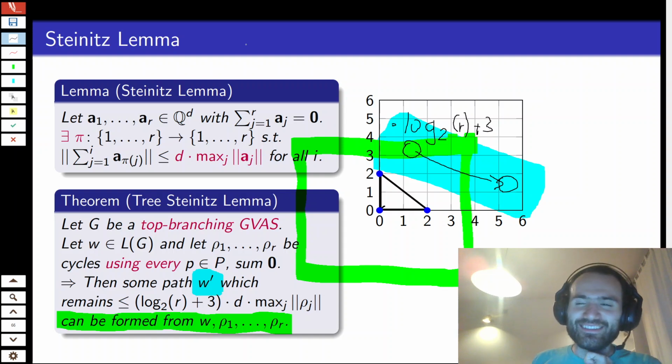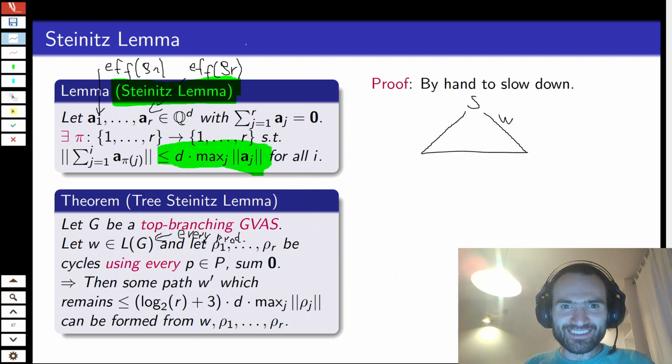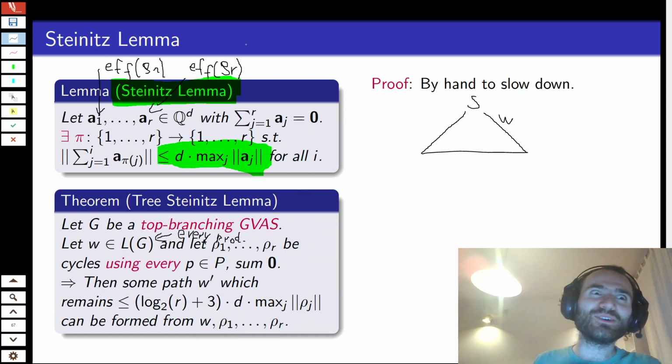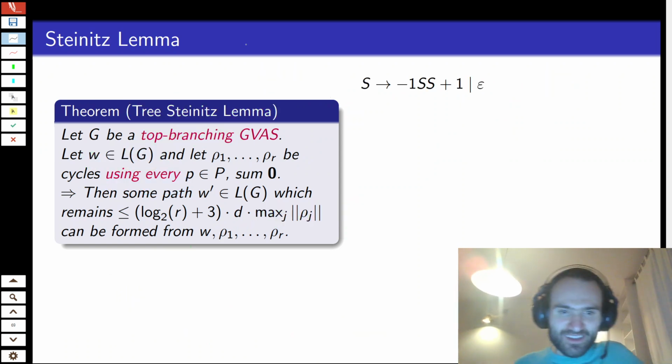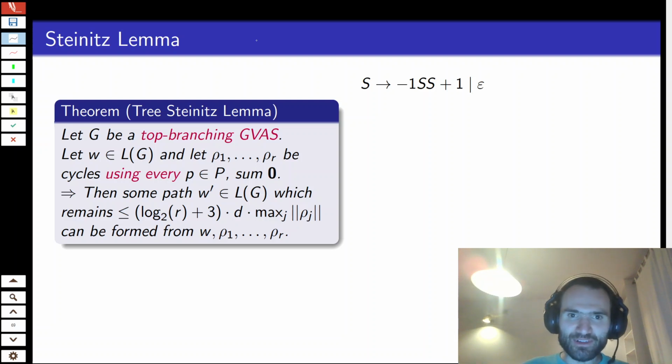Okay. Well, I purposefully explained this by hand to slow down, and well, I made a few stupid mistakes that didn't help, but okay, I hope you got the idea. So now we can continue on with, well, first let's see an example of why this is actually optimal.